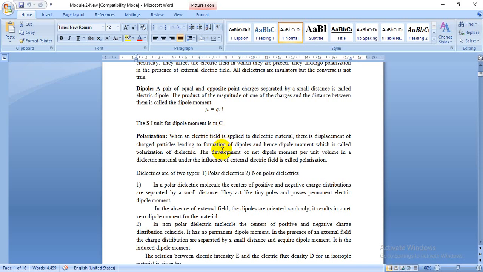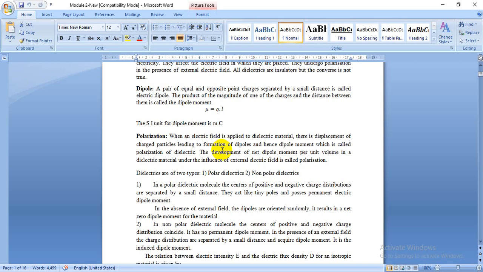So there are two types of dielectrics. One is polar dielectrics and another one is non-polar dielectrics. So how can you differentiate polar and non-polar? In a dielectric material, we only have the charged particles inside it, so it depends on the charged particles. We are going to define what is polar dielectrics and what is non-polar dielectrics.